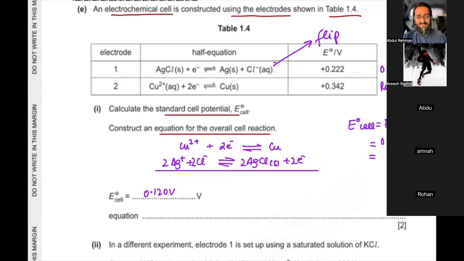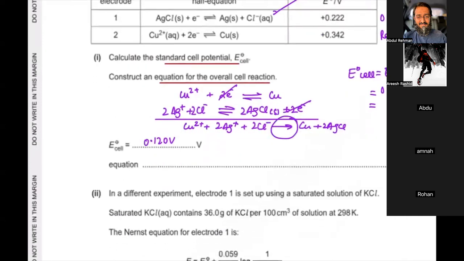Now, the electrons are going to be cancelled. Now we have Cu2+ ions reacting with 2 Ag plus 2 Cl negative, forming Cu plus 2 silver chloride. And remember, in this equation, don't use the reversible sign. In the net equation, there is always a forward sign, because from the E naught cell we are getting a positive value, which indicates that the forward reaction occurs, and its backward reaction doesn't occur.